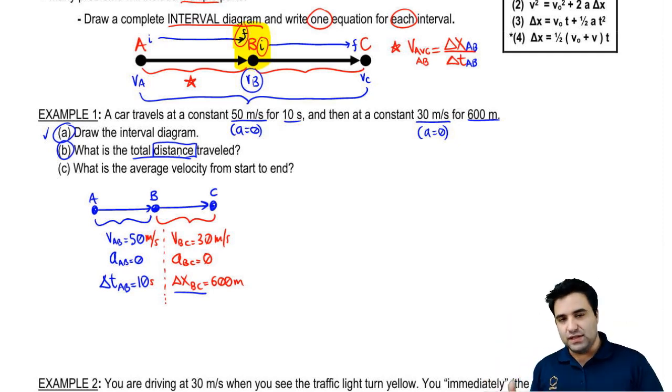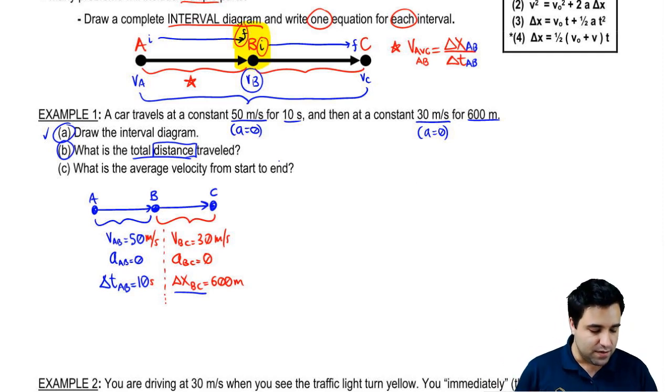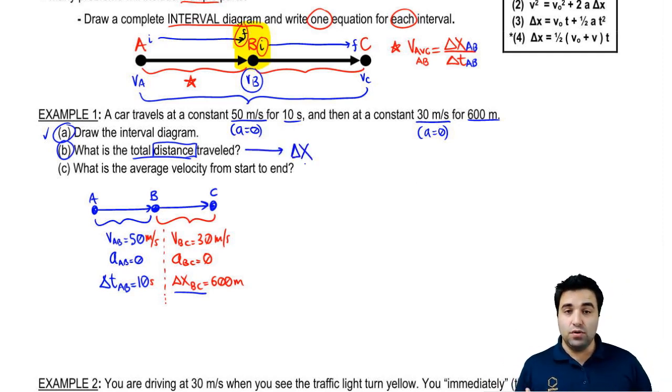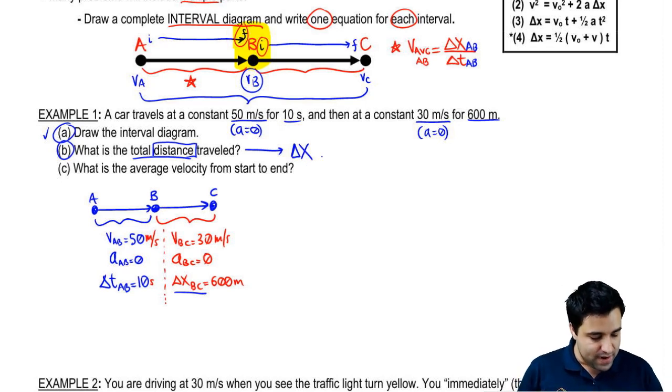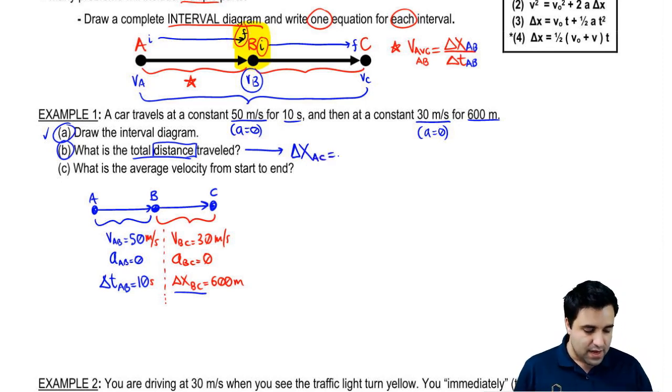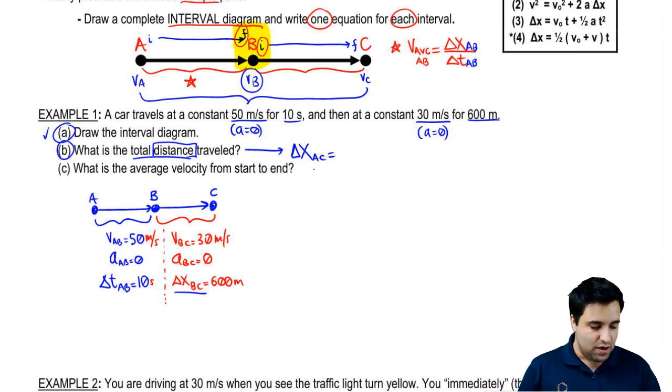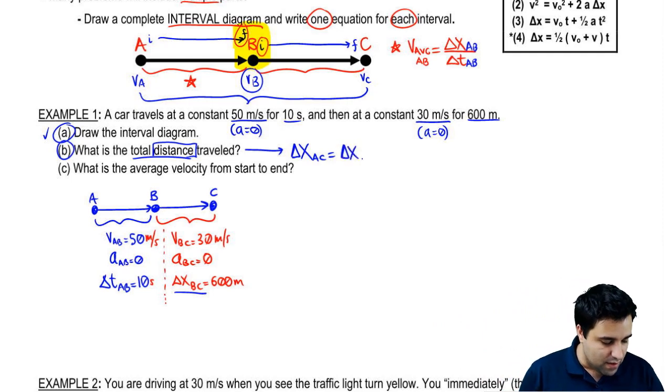The difference between distance and displacement here doesn't really matter, so I'm just going to think of this as my delta x. Now it's the total distance, so it's delta x from A to C, and all you've got to do is piece them together. If you move 10 and then you move 20, then obviously your delta x is just 30. So this is just the sum of delta x for AB and BC.